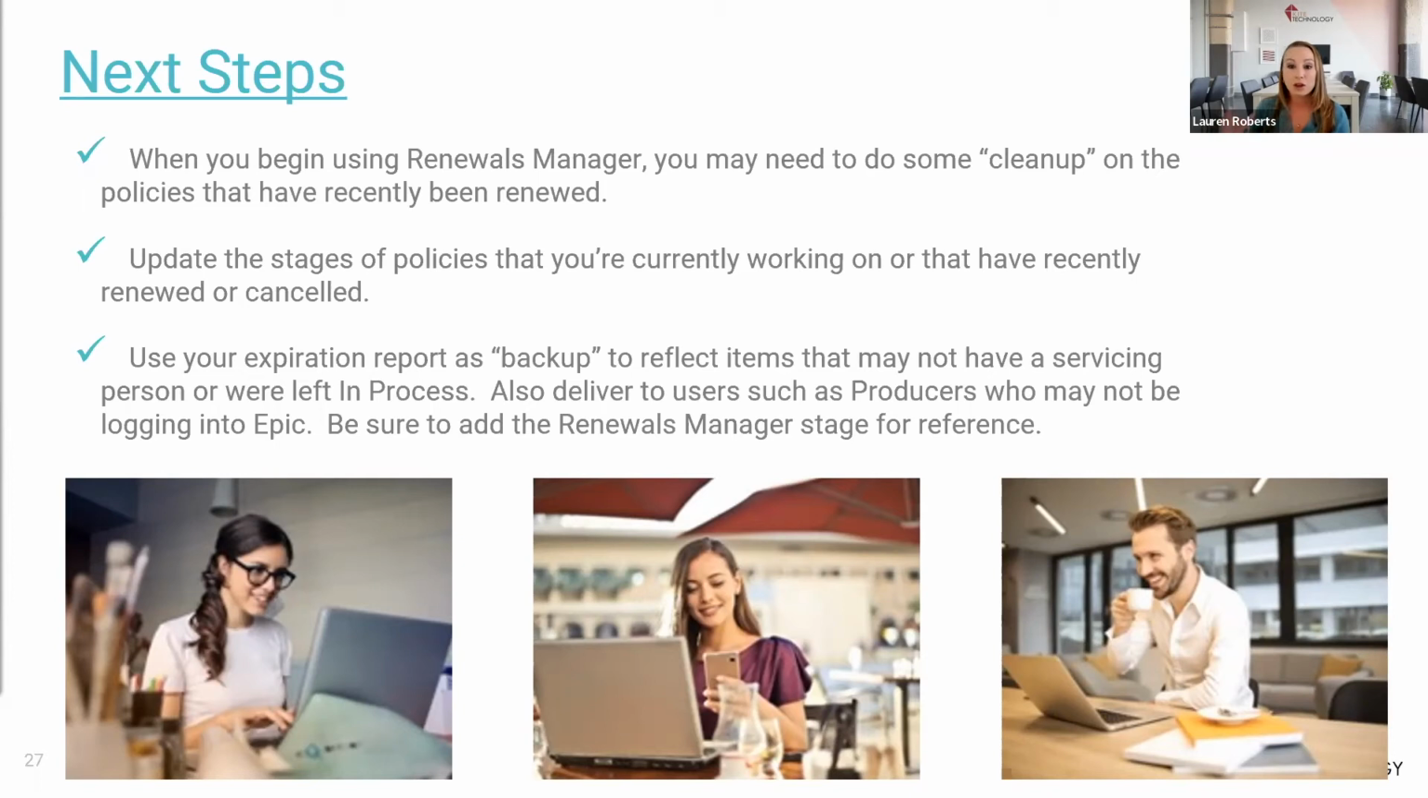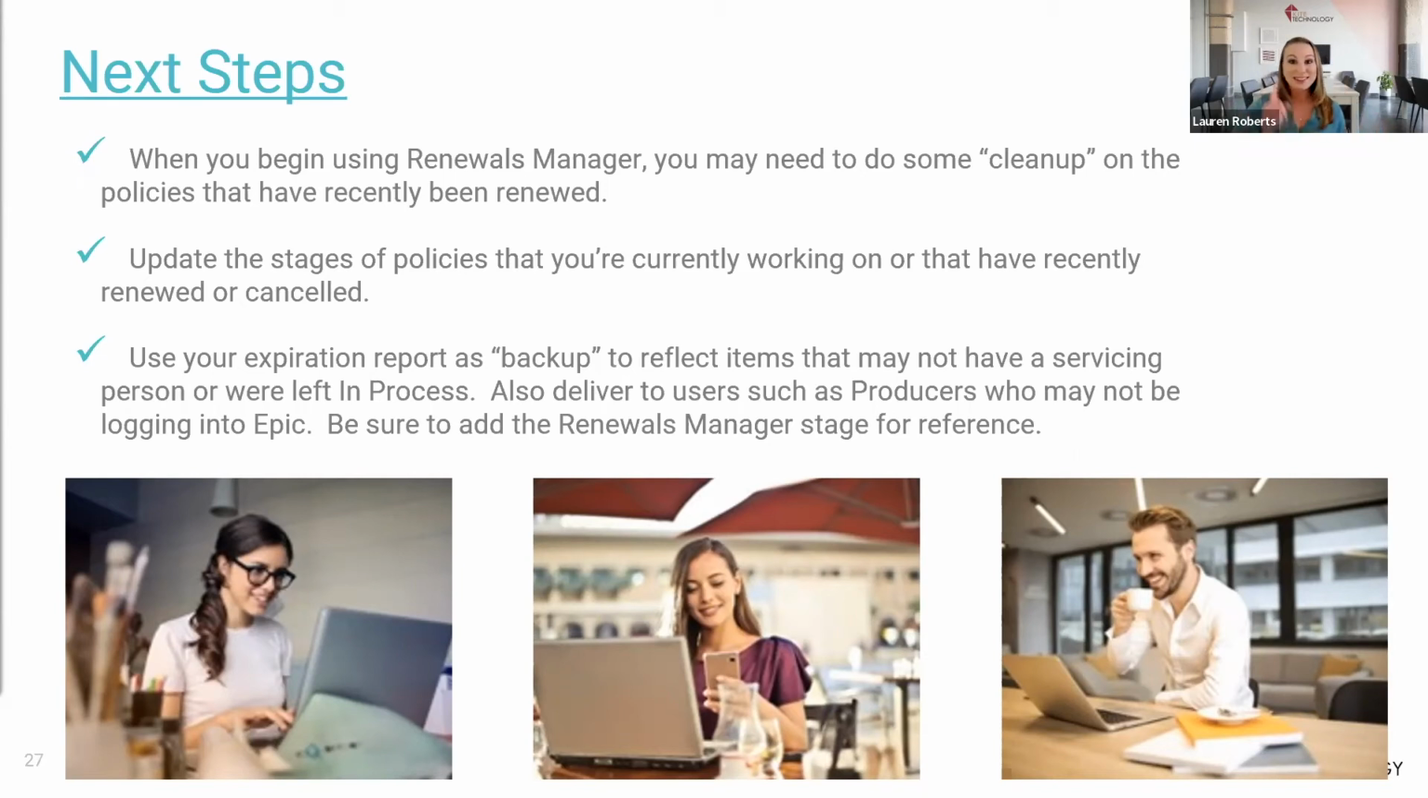Good best practice is to keep this in conjunction with an expiration report just for the first couple of months on the user side, just so that they can compare and make sure that everything's coming in as it's supposed to be. And then after that, you really don't need to use the expiration report unless you're management or maybe a producer that doesn't even go into Epic. As I mentioned, you can get that expiration report to pull in the Renewals Manager stage, and those new reports include that stage as well.